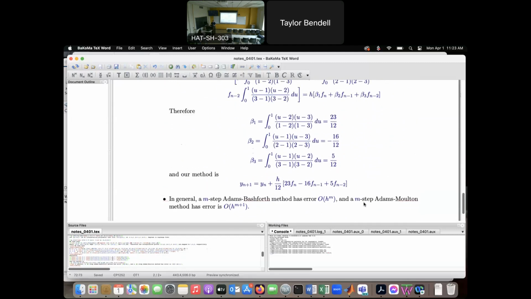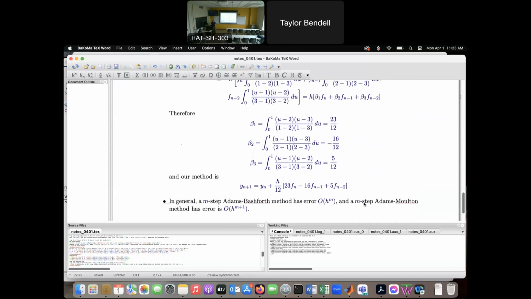Okay, so questions about how we get an Adams method? Actually, the way to get an Adams method is looking at Wikipedia. You can see all the coefficients for various values of m, at least as high as maybe 6 or 7.